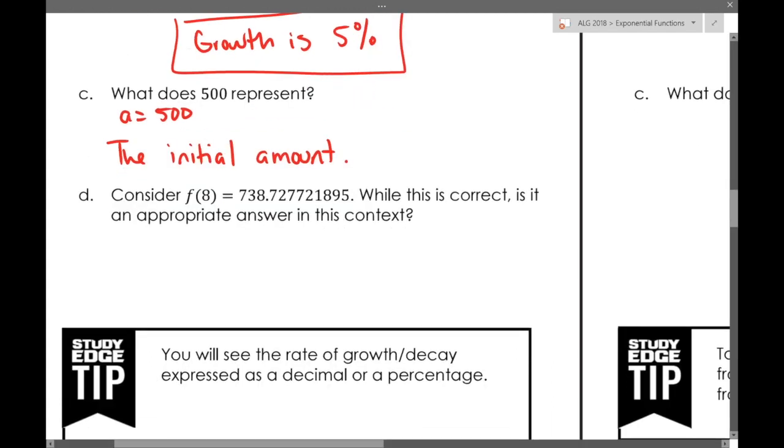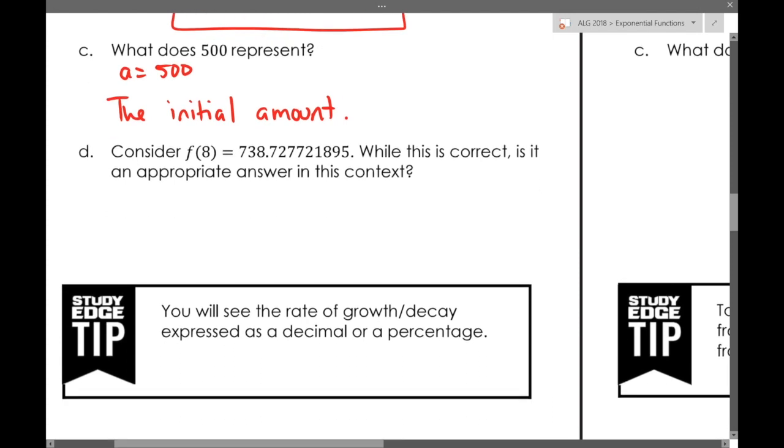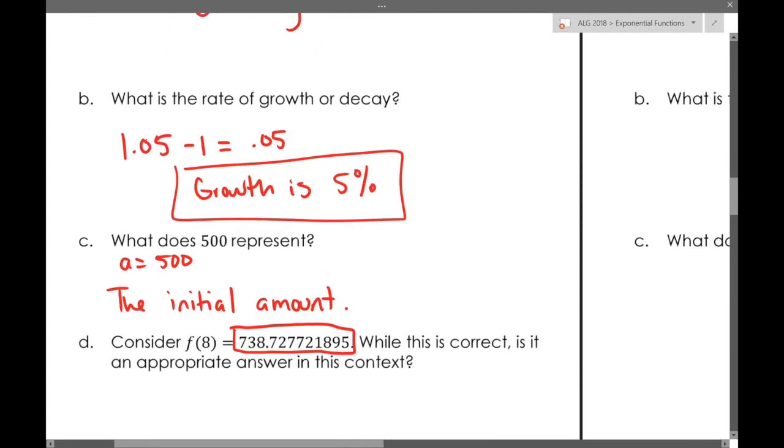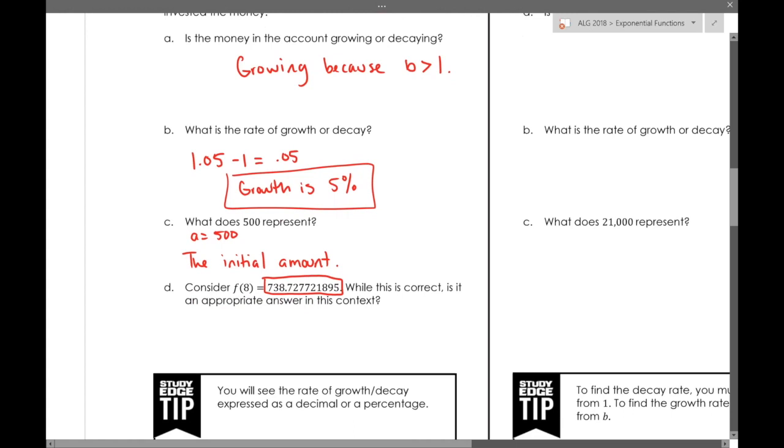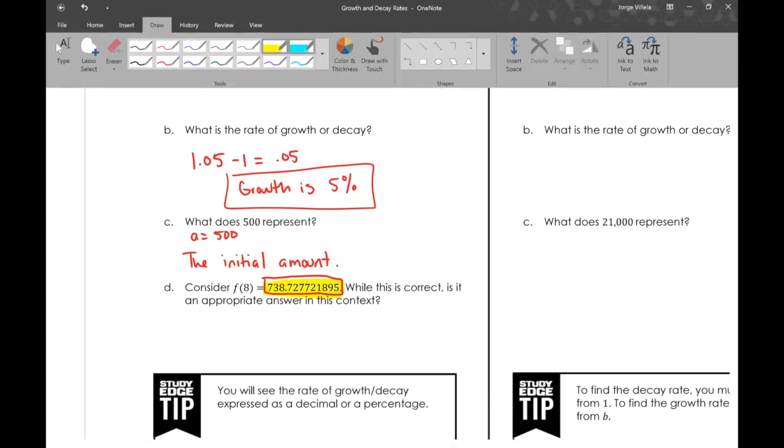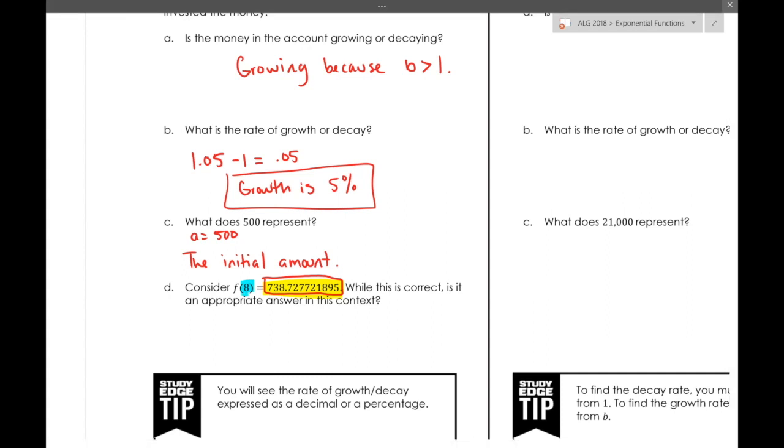Now consider f of 8 equals 738.72 and so on. While this is correct, what is an appropriate answer in this context? Is this an appropriate answer in the context? What does this number represent? What does the answer represent? If we look back at the problem, f of x equals 500 times 1.05 to the x, which models the amount of money in Tyler's savings account, where x represents the number of years since Tyler invested the money. So this number represents the total amount after 8 years. So it's how much money I have after 8 years.